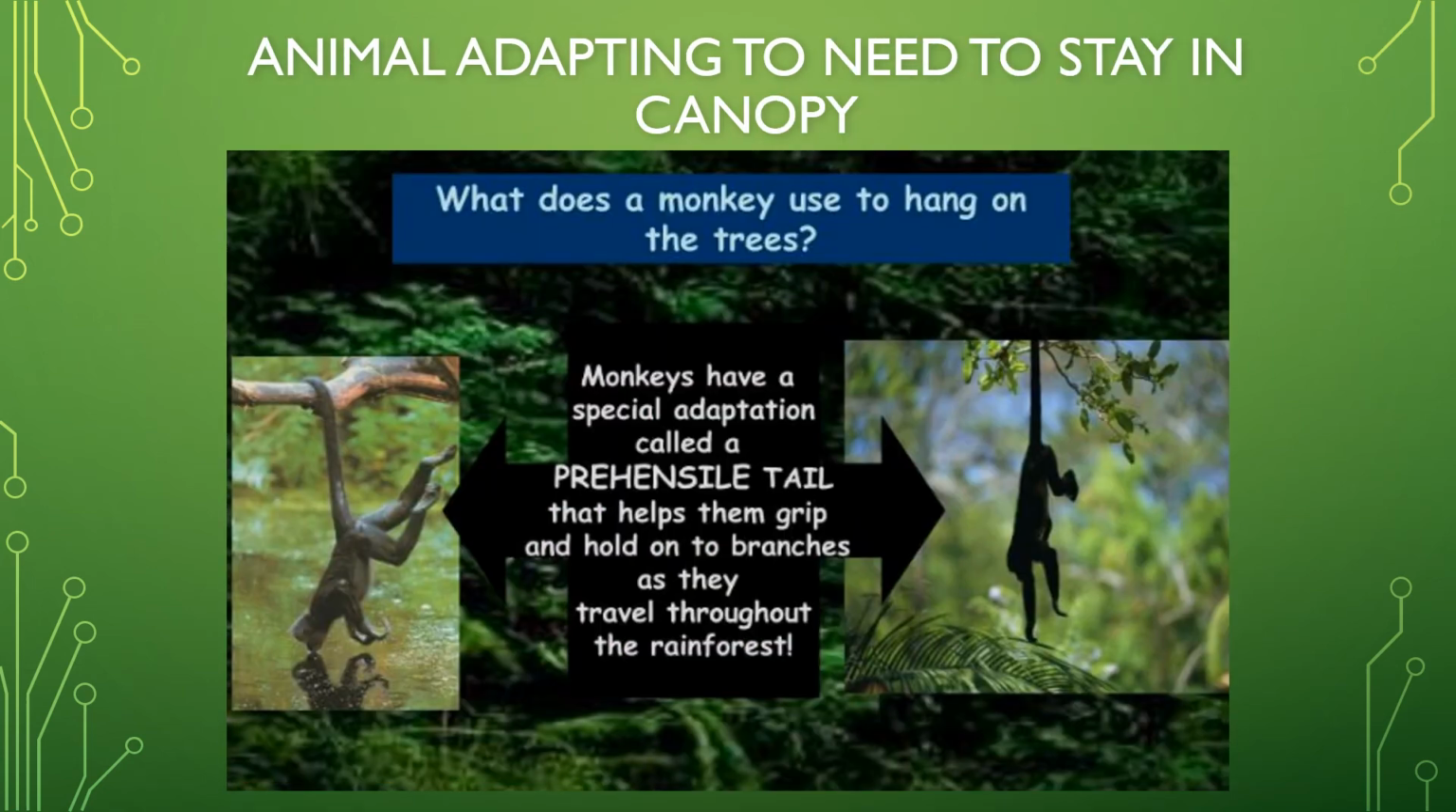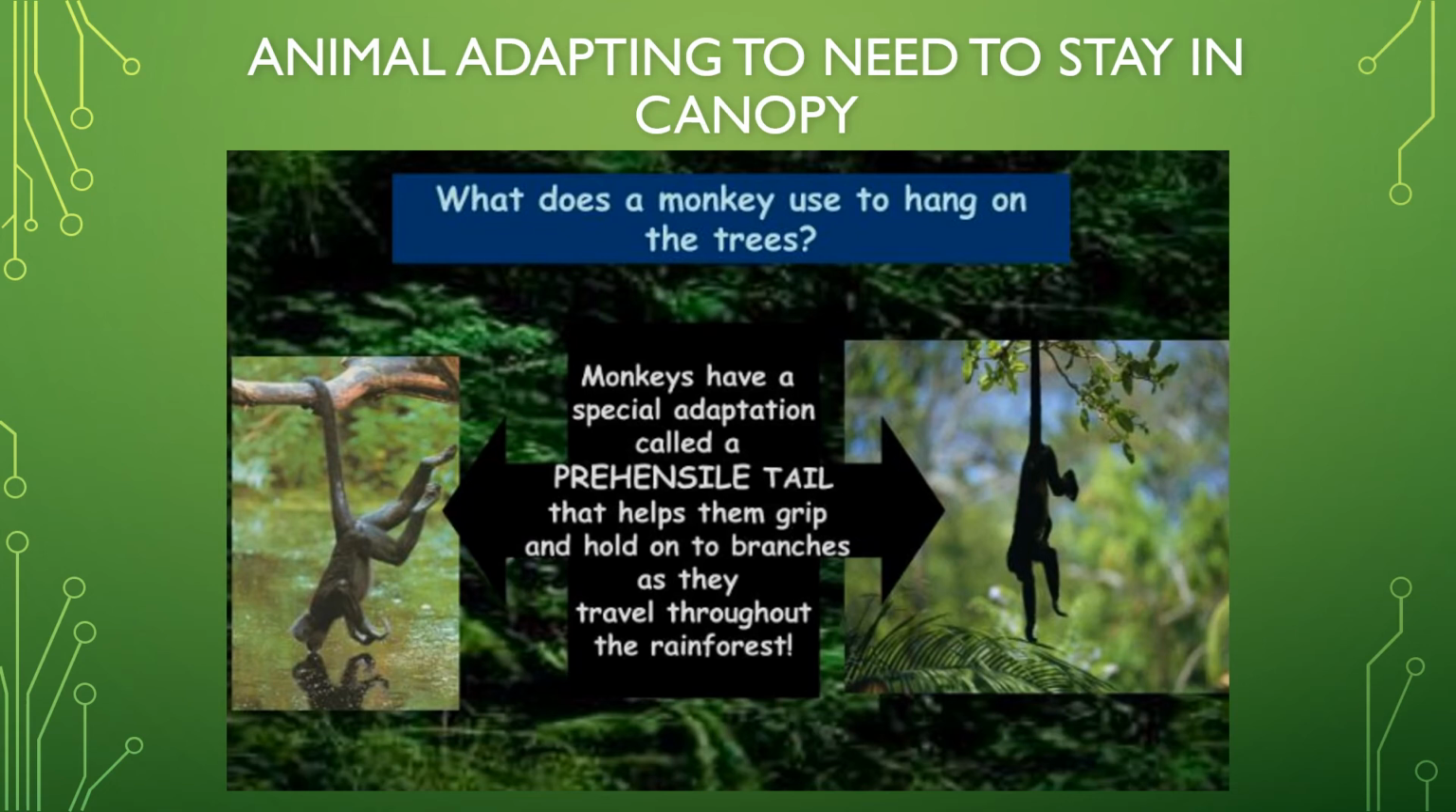Okay, and finally, the monkey. Lots and lots of monkeys live in the rainforest, I'm sure you know, and they have something called a prehensile tail, and that helps them to grip and hold onto the branches. If they didn't have that, they'd have to go down to the bottom of the tree, up to the next tree, and things like that.